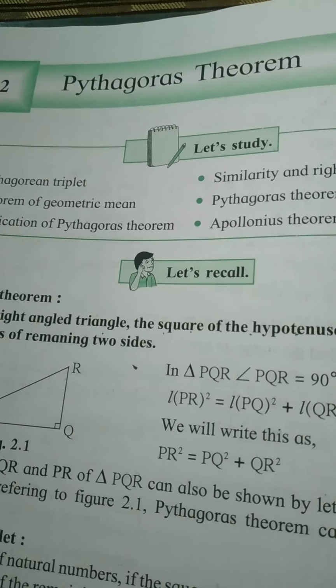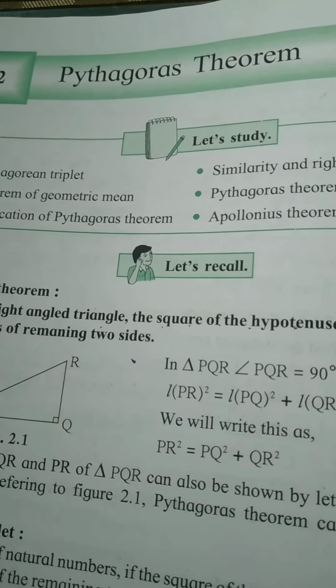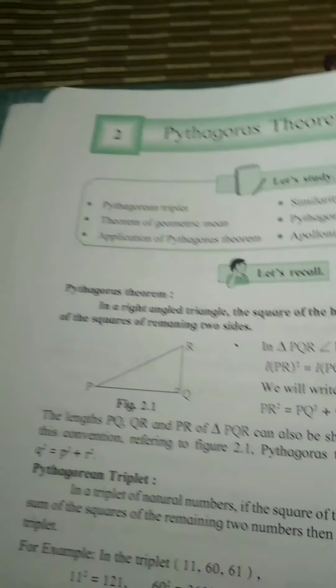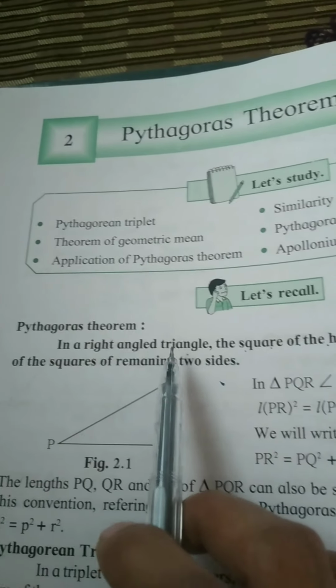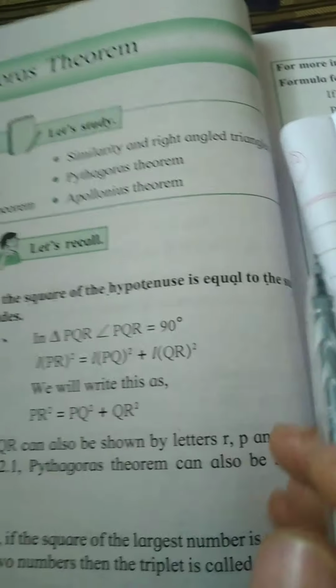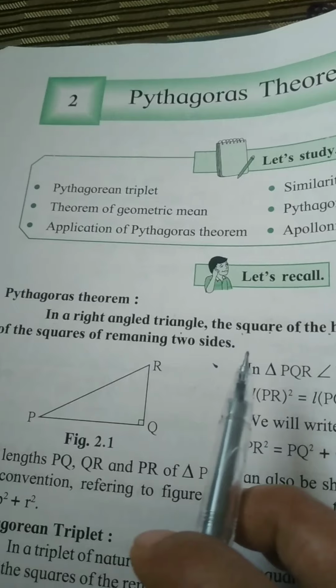Hello friends, today we are going to see chapter number 2, Pythagoras Theorem. So what is Pythagoras Theorem? In a right angled triangle, the square of the hypotenuse is equal to the sum of the squares of the remaining two sides.